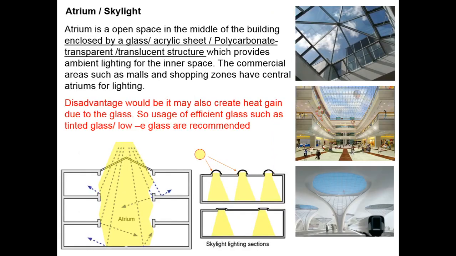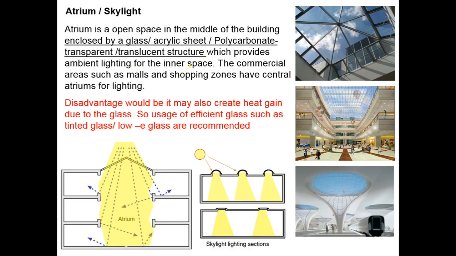Next we have the atrium or skylight. An atrium is actually an open space, almost like a courtyard. It is an open space in the middle of the building or maybe on any side of the building, which is enclosed by glass or acrylic sheet or any polycarbonate or transparent or translucent structure to give sufficient ambient and good lighting for the inner space.